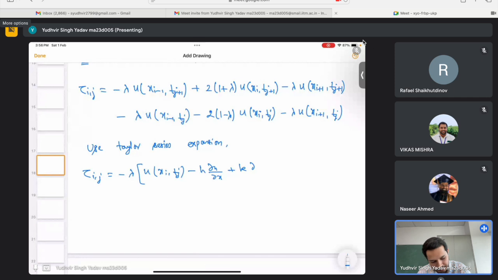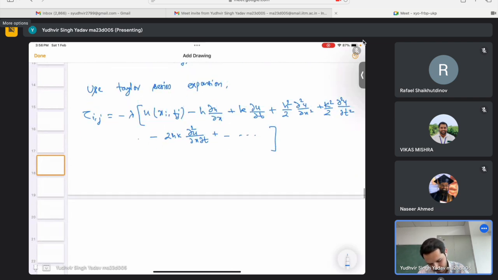So it will be k del u by del t, then h square by 2 del 2u by del x square plus k square by 2 factorial del 2u by del t square, and one term is minus 2hk del 2u by del x del t, and so on. Plus, for the next term, we will have 2 plus 2 lambda.